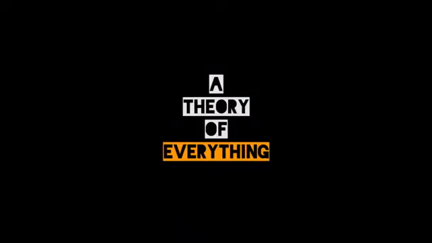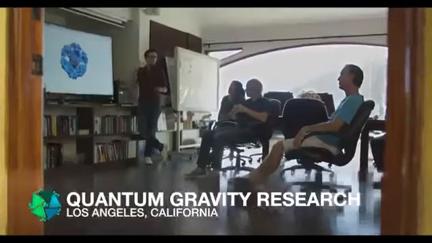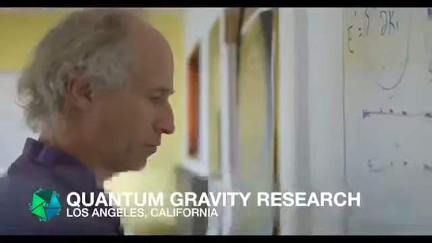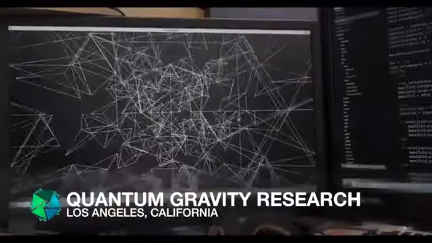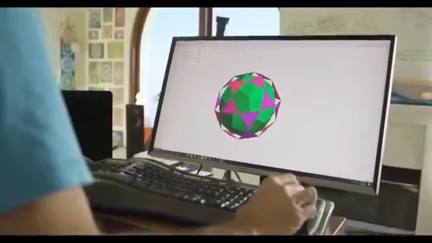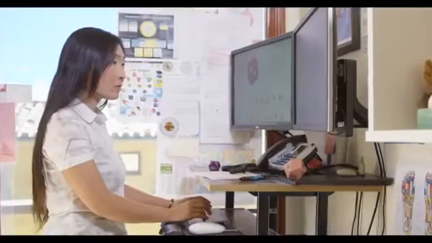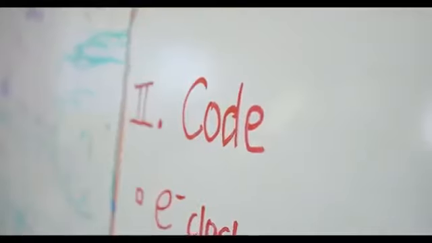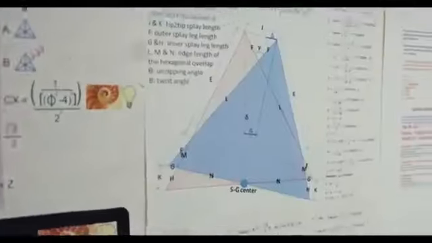We need a new theory. And such a theory is what the physicists and mathematicians of quantum gravity research in Los Angeles are working on. They call it Emergence Theory, and it will, really for the first time ever, provide an explanation for the speed of light and the other constants, such as Planck's constant and the fine structure constant.